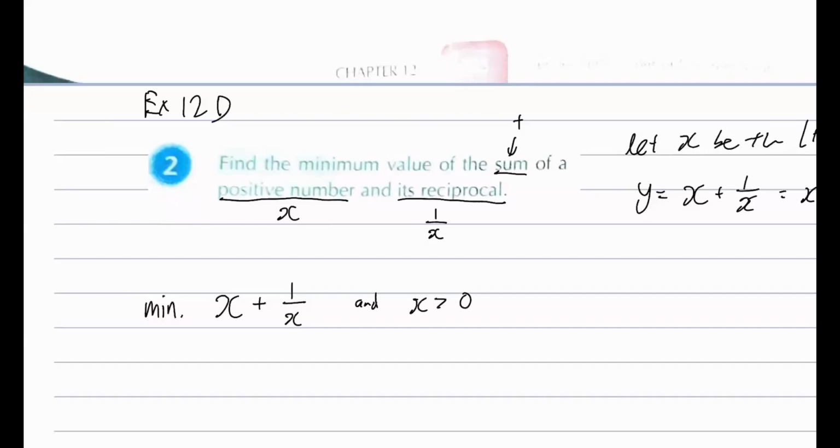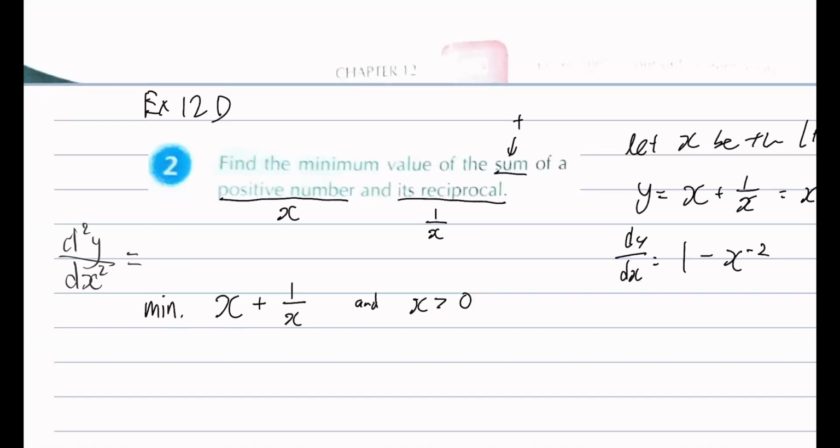d2y. The 2 is in between the d and the y. Oh my god. Okay. d2y by dx squared. The 2 is moved on top of it. Superscript. Yeah. Good.